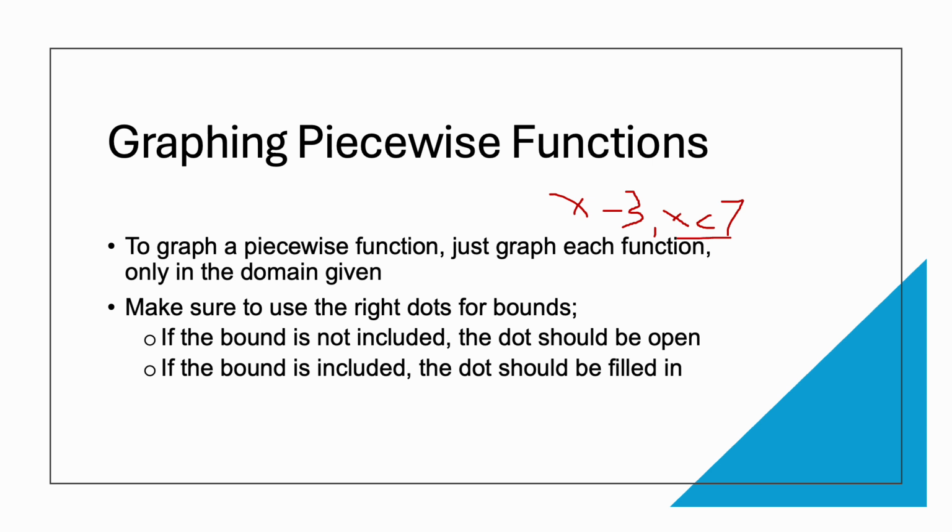The main important thing here is you've got to make sure you're using the right dots for bounds. So if we have the end of a part of the piecewise function, an open dot is going to be with a less than or greater than sign, and a closed dot, a filled in dot, means that that bound is included. So that's going to be less than or equal to or greater than or equal to.